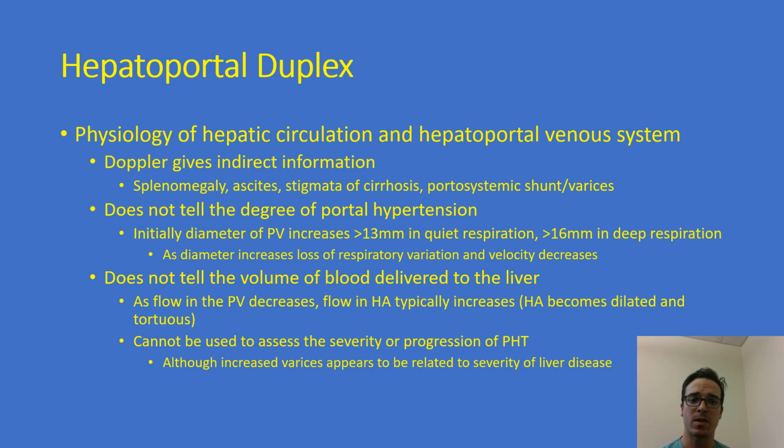There are some indirect signs that we may be able to look out for. For example, the portal vein does increase in size with portal hypertension, and as flow in the portal vein decreases, flow in the hepatic artery typically increases, and this may be seen on duplex with a dilated and tortuous hepatic artery. However, these findings cannot be used to assess the severity or progression of portal hypertension, although increased varices do appear to be related to severity of liver disease.